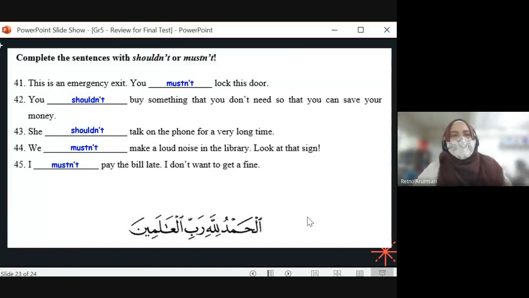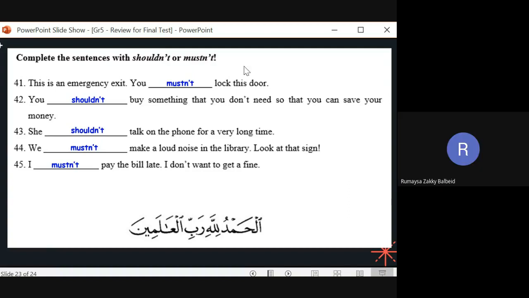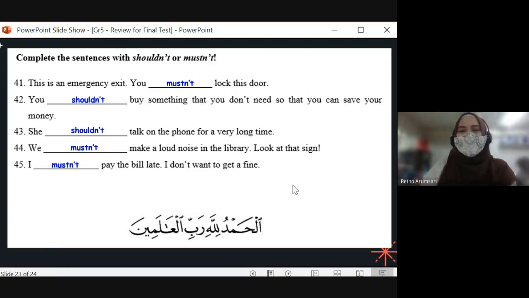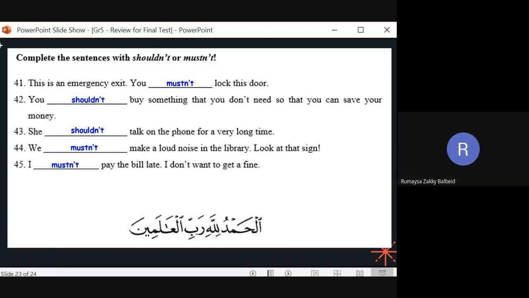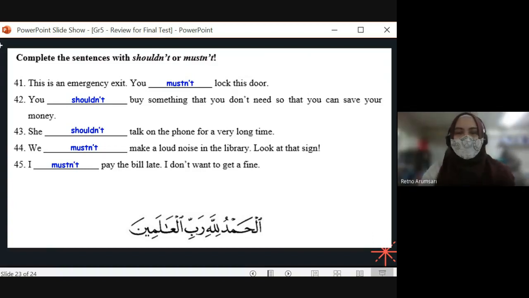5D. So for shouldn't, for modals, you have to understand the situations. Is it a rule? Is it forbidden? Or is it an advice? Or is it a good idea? Or is it not a good idea? Like that. Okay, 5D. Any questions? No. Are you sure? If you still have questions, you can contact me. Yes, I'm sure. I don't have any questions.